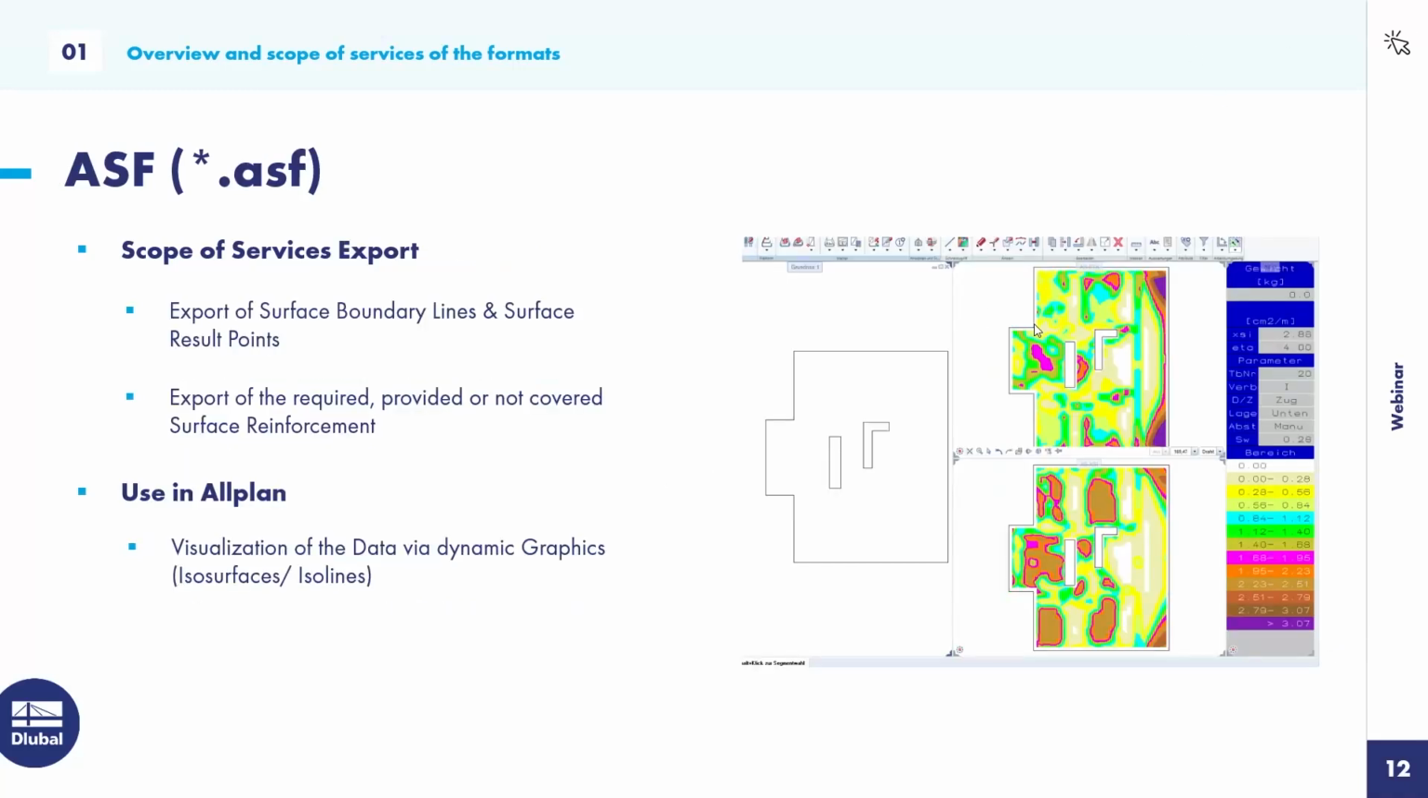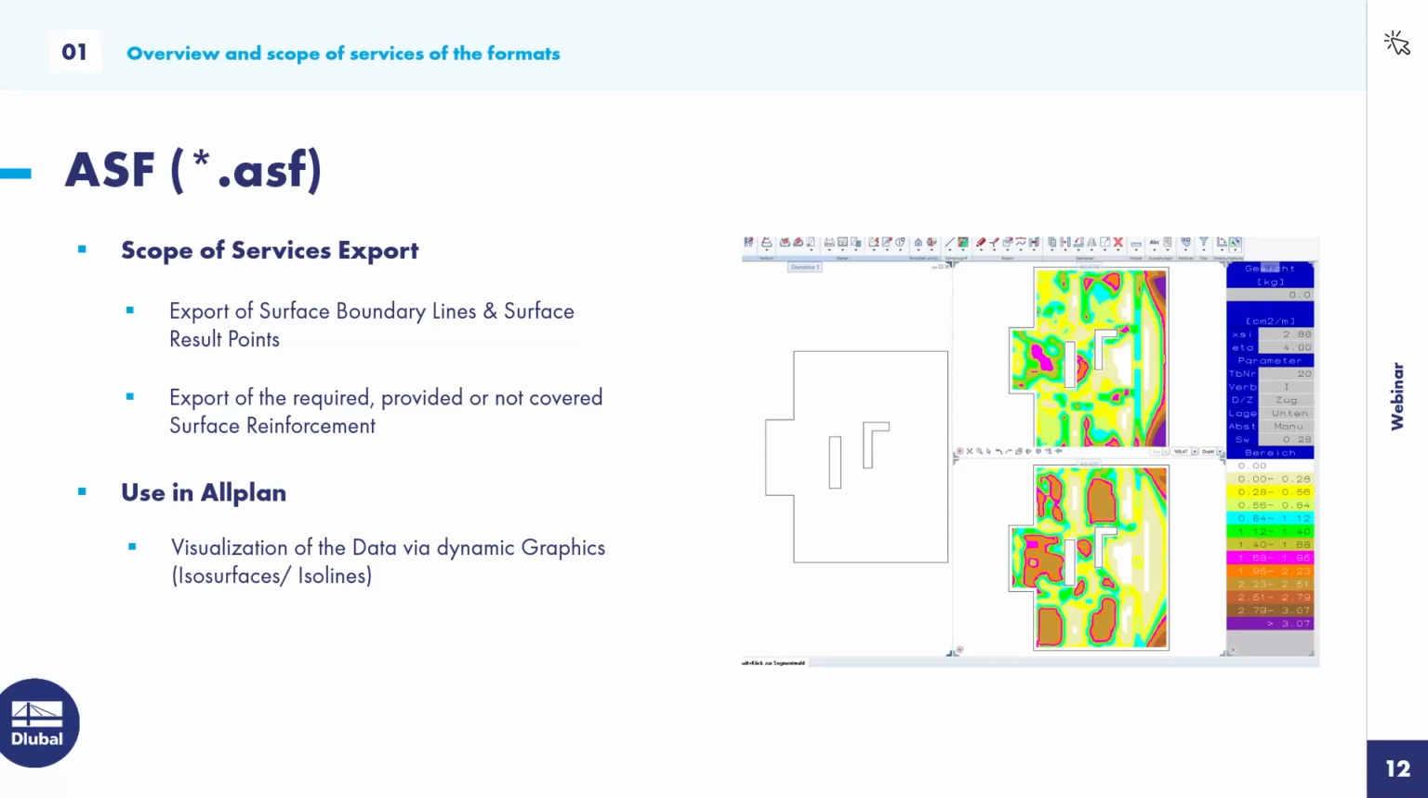Okay, the next format is the ASF format. So we kind of remain in the Nemetschek world and Allplan world. It was, or it is, a format especially for the data exchange of reinforcements, mainly for Allplan, but I think also other concrete detailing programs support the ASF import. So what is the scope of services here? We can export our surfaces and the required, the provided, or the not covered surface reinforcements into the ASF file.